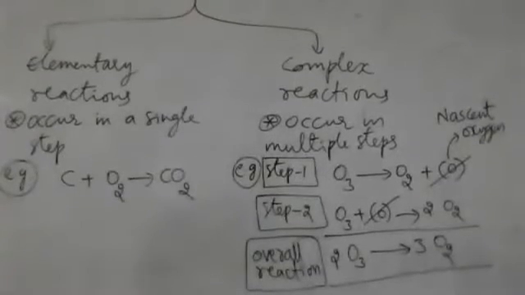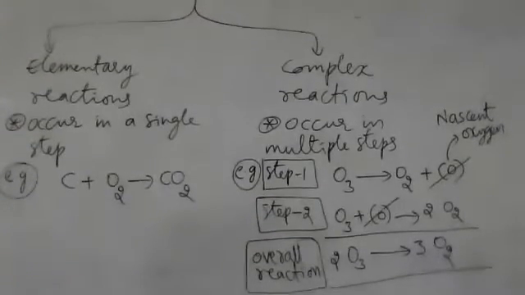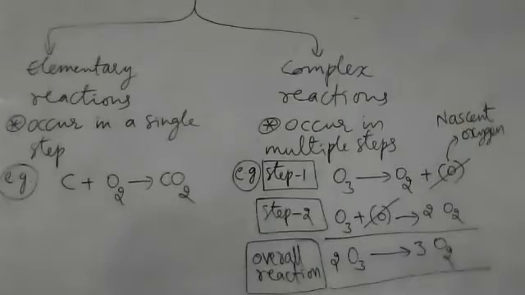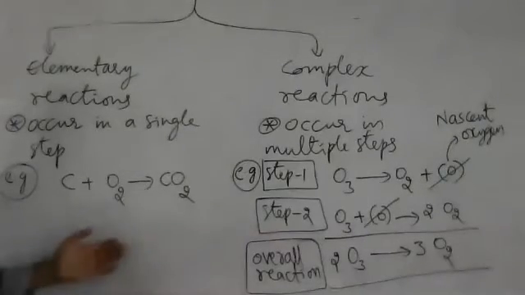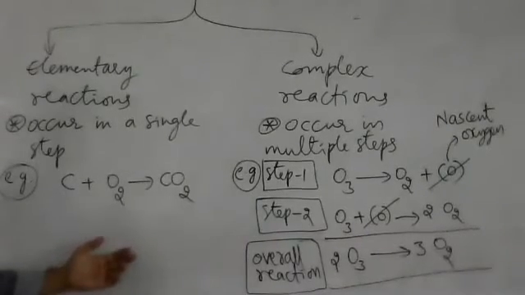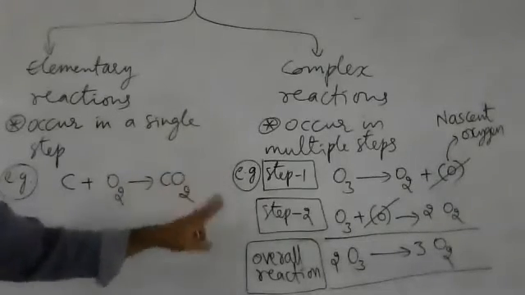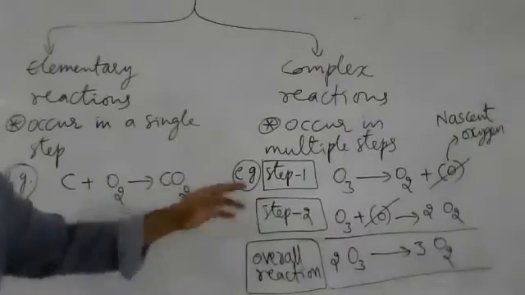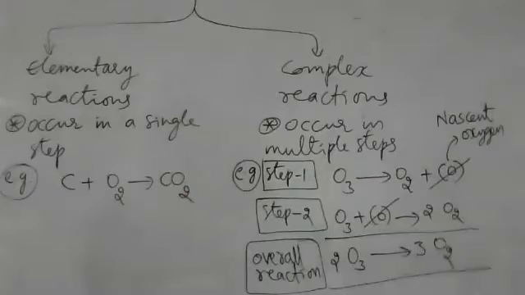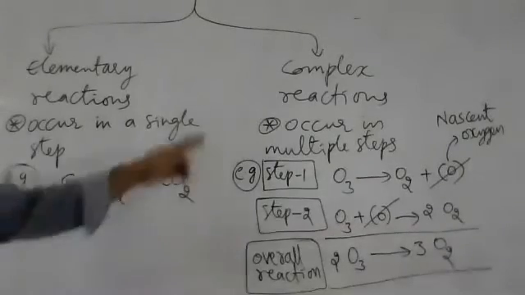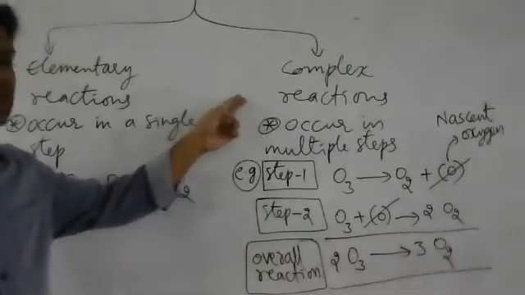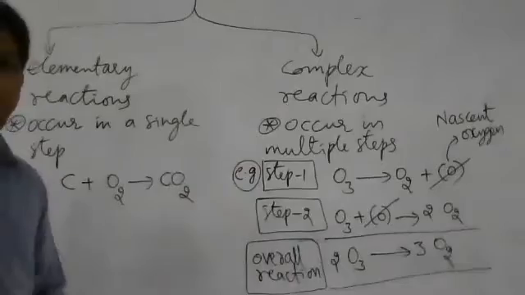Let's take the screenshot now. Some reactions occur in a single step, which are elementary reactions, and some other chemical reactions occur in 2 or more steps. They are called complex reactions. Complex reactions occur in 2 or more steps. Keep that point in mind.